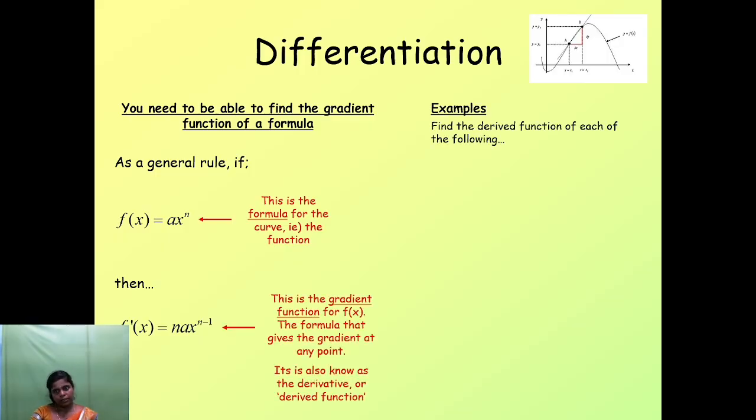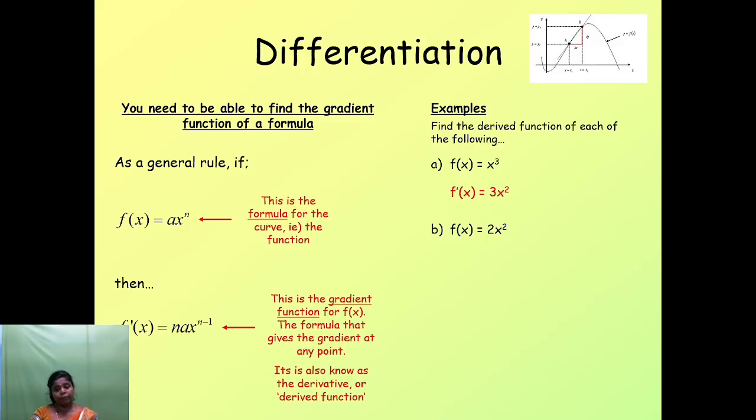Let's see the examples. Find the derivative of a function of each of the following. First one, f of x is equal to x cube. Here n equal to 3. In our general rule, f dash of x is equal to n into x power n minus 1. n is 3 and x power 3 minus 1 is 2. So f dash of x is 3x square.